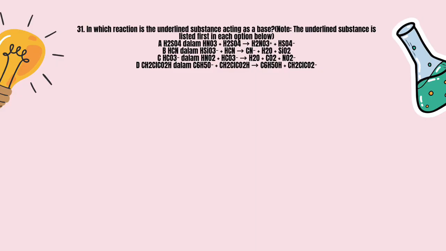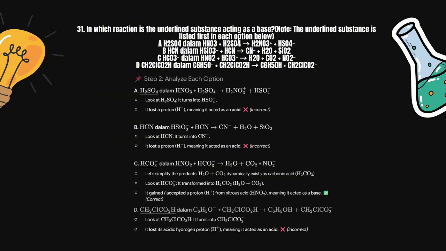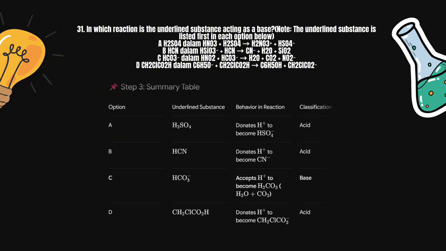Next, it's question 31. In which direction is the underlined substance acting as a base? Note the underlined substance is listed first in each option below. Okay, so step 1, you have to understand the Bronsted-Lowry theory first. And then in step 2, you analyze each option. And then this is the summary table.